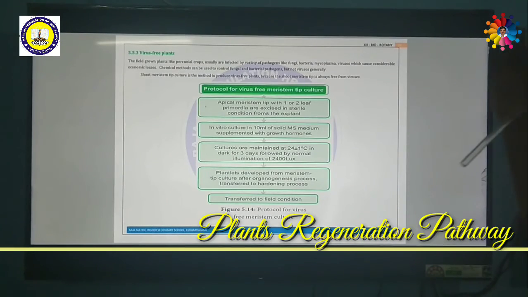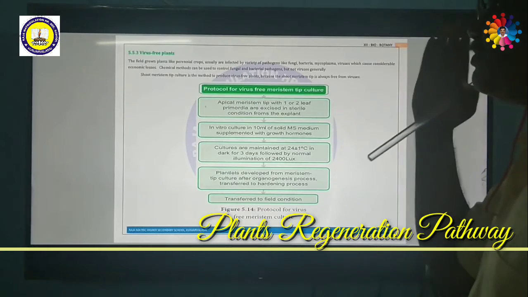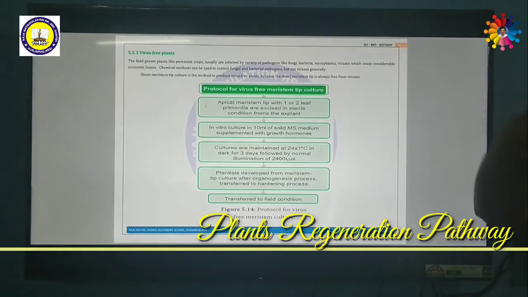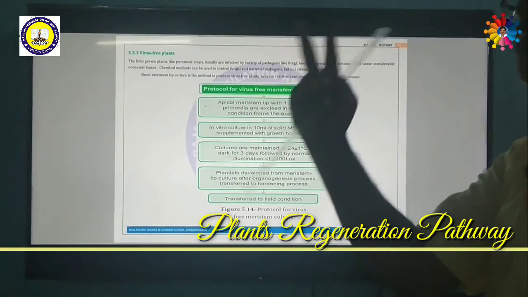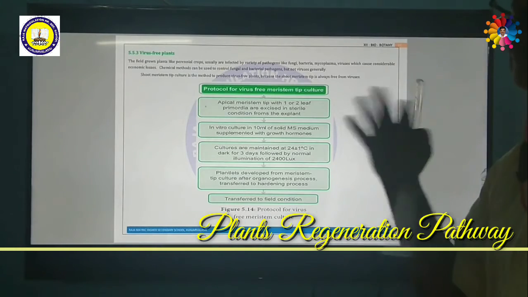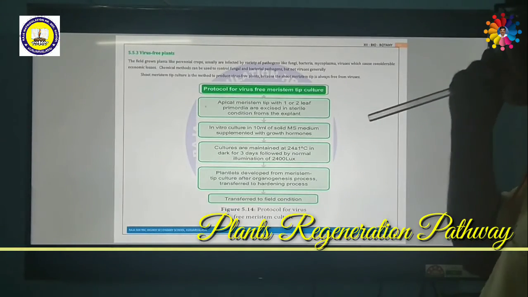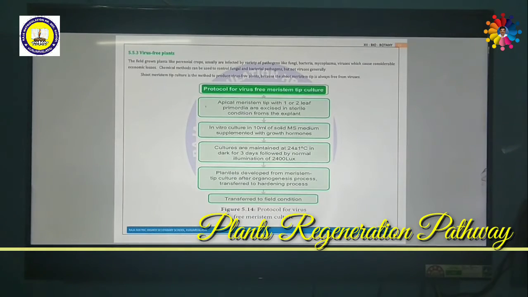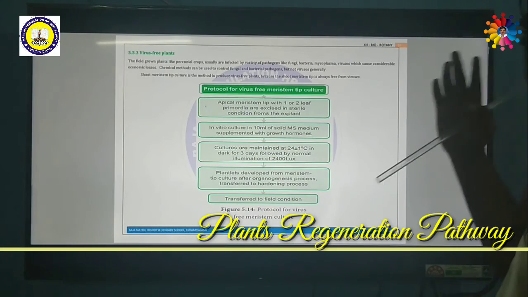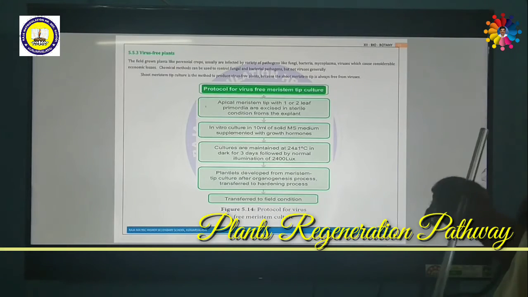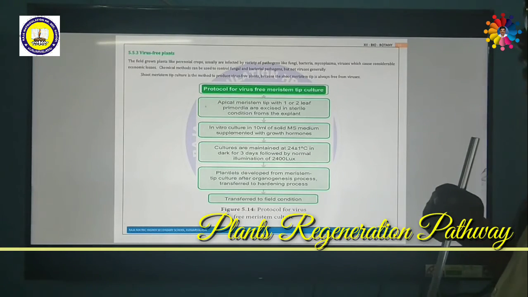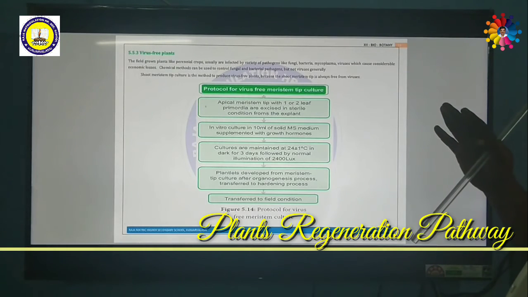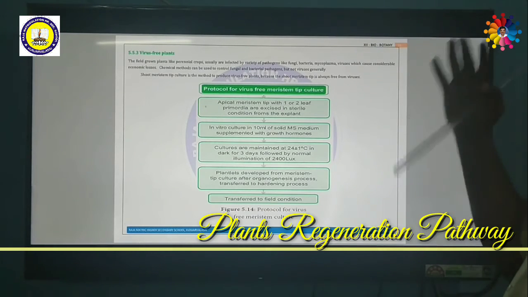Take field grown plants like perennial crops. Perennial means which can be grown for many years. If it is grown for 1 year, it is an annual plant. If it is grown for 2 years, it is a biennial plant. If it lives for more than 2 years, it is called a perennial plant. So field grown plants like perennial crops are usually infected by various types of pathogens like fungus, bacteria, mycoplasma, viruses, which cause considerable economic loss to people. That is why we have to prepare a plant which is free from microorganisms.